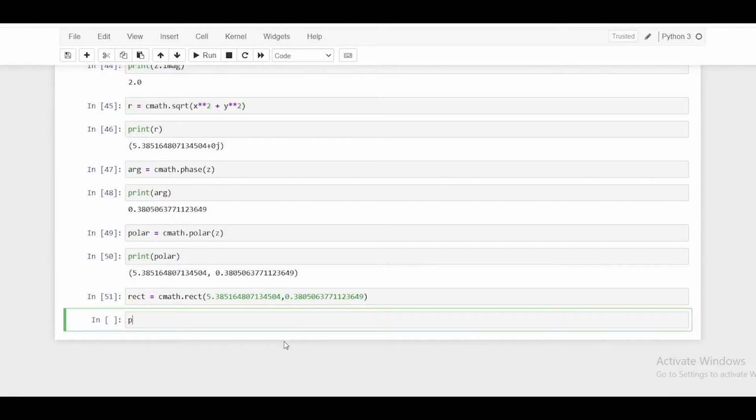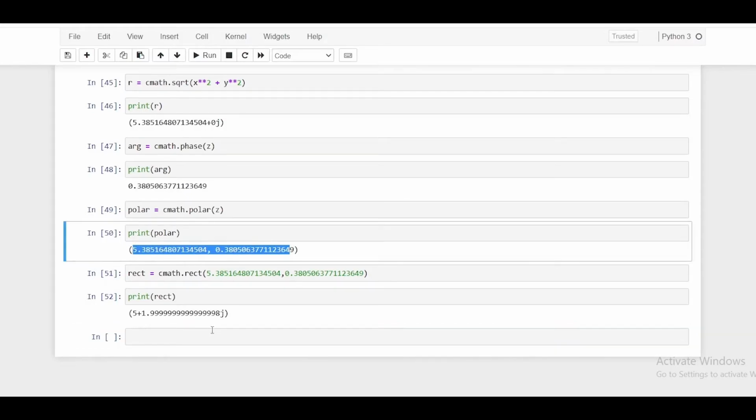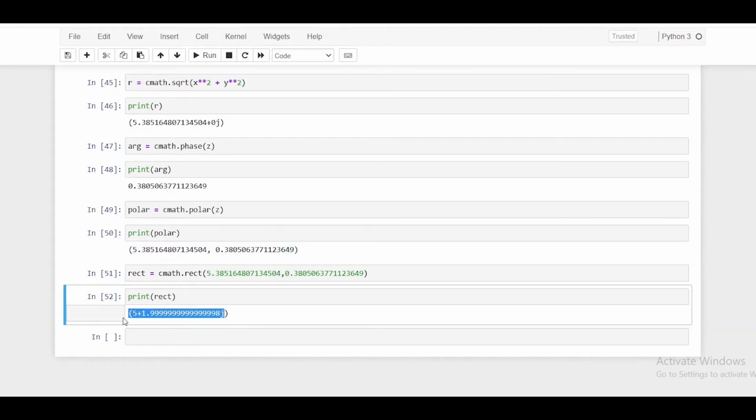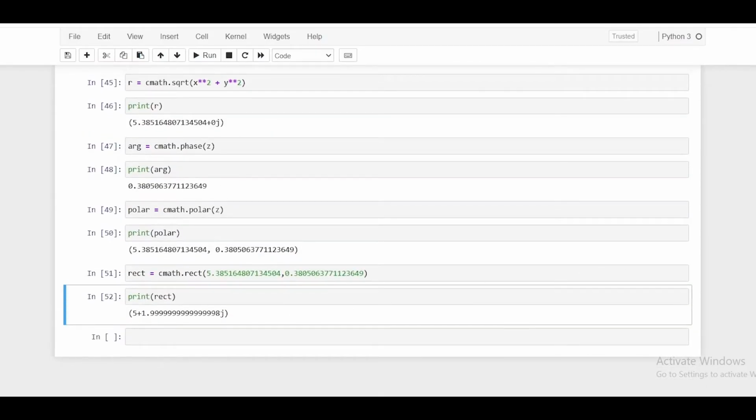And when we print rect, we can see that we are getting 5 plus 1.999. So 1.99 is almost close to 2, so we can consider that. So we got a similar answer to what we had taken earlier, which is 5 plus 2j. So here we can consider 1.99 to be almost equal to 2.